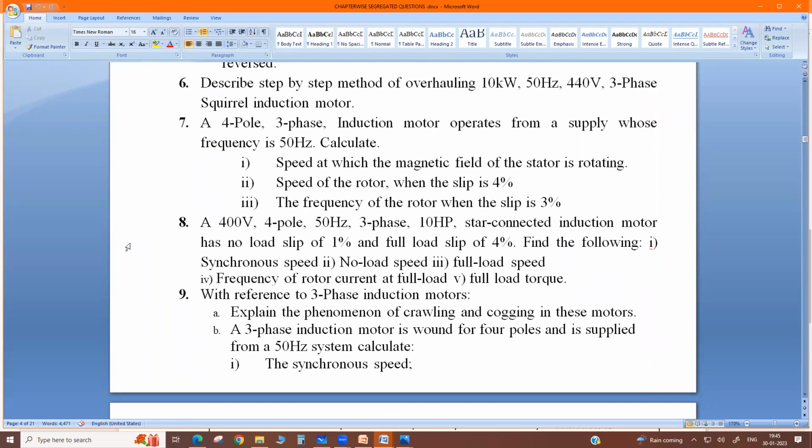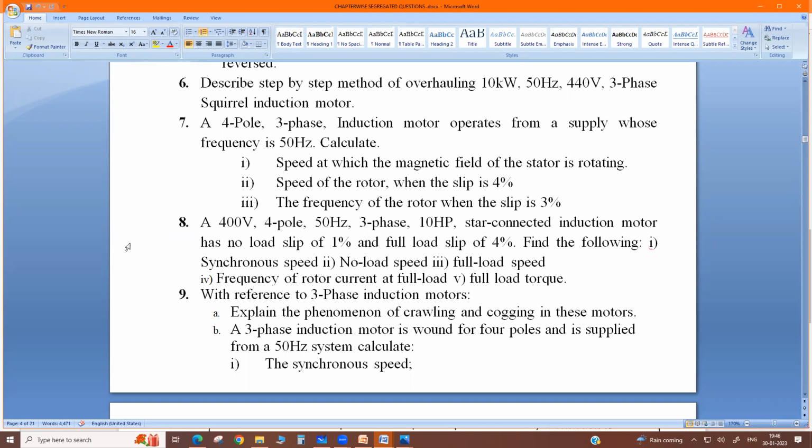The speed at which the magnetic field of the stator rotates is the synchronous speed. It is 120 f by P. You have the poles and frequency. Then the speed of the rotor when slip is 4%. So N equals Ns times (1 minus s). Now Ns you calculated, no? It comes to 1500 RPM. Then 1500 into 1 minus 4%, meaning 0.04.